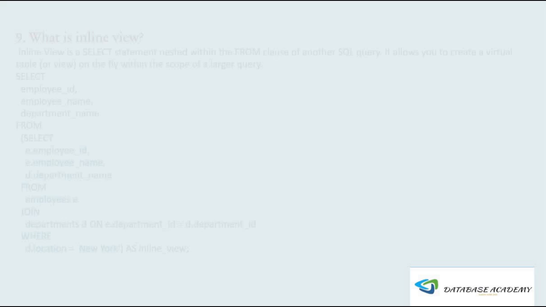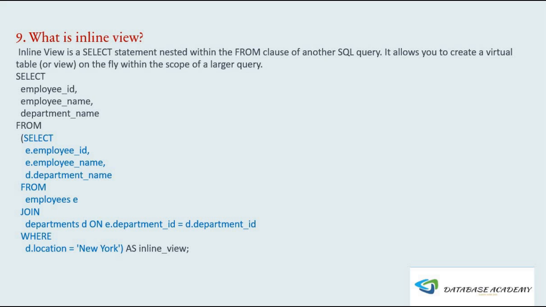Let's see the next question. What is an inline view? An inline view is a select statement nested within the from clause of another query. It allows you to create a virtual table on the fly within the scope of a larger query. So if we are using an inline view, you can see that there is an inner query and on top of that there is an outer query. The inner query will execute and provide the data, which will be displayed as the output using the outer query, and this can be used in further joining.